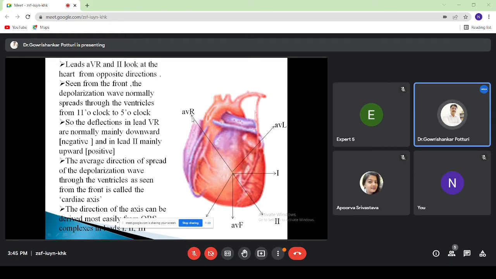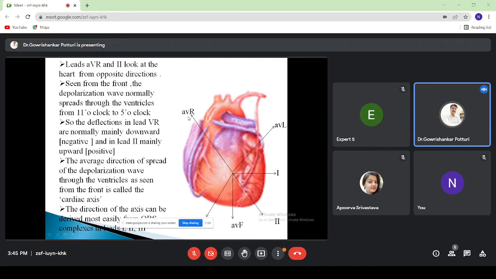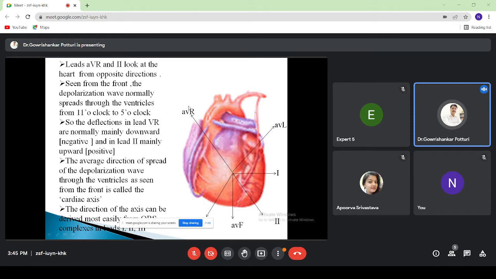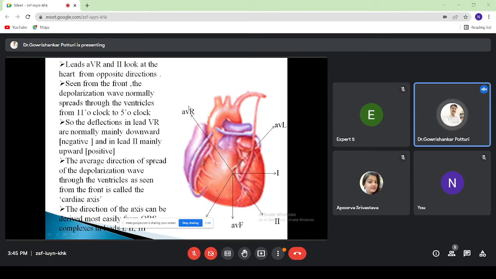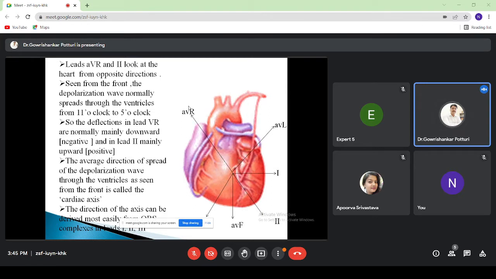So when an electrical impulse travels away from AVR and moves towards lead 2, it is moving away from AVR. That's why you get a negative deflection at AVR. That means in AVR, the S wave should be longer than the R wave. And it is moving towards lead 2. Whenever an electrical impulse moves towards an electrode, there should be a positive deflection. So in lead 2, your R wave should be longer than the S wave.